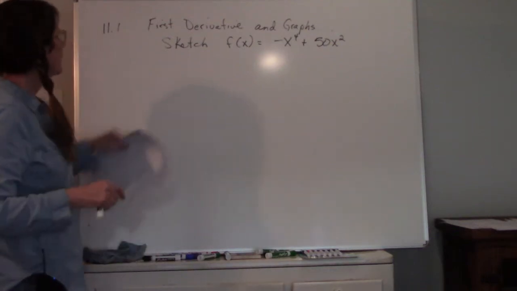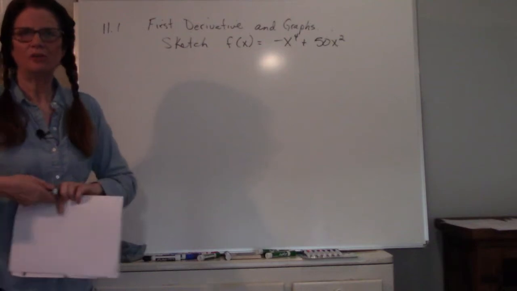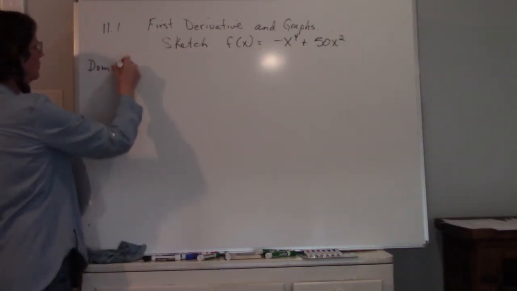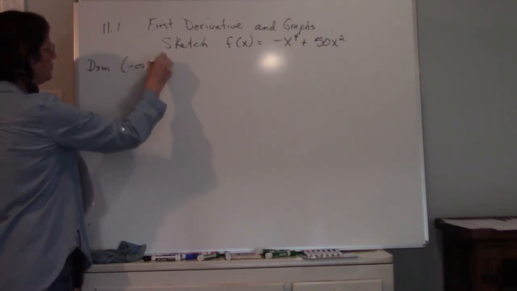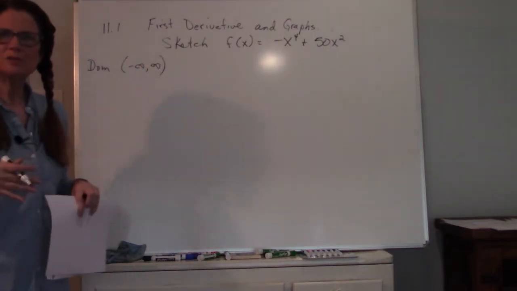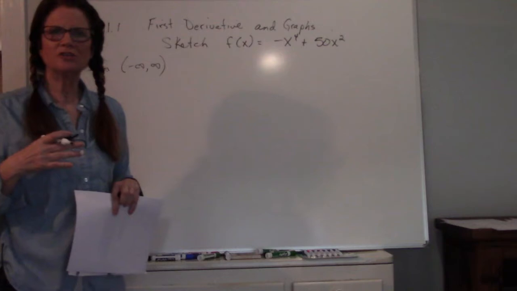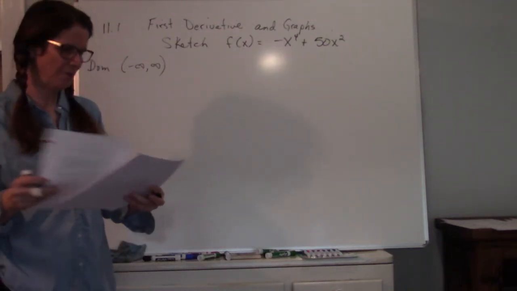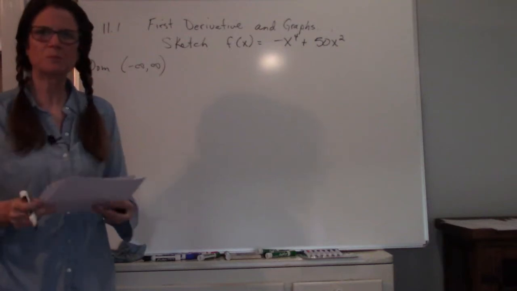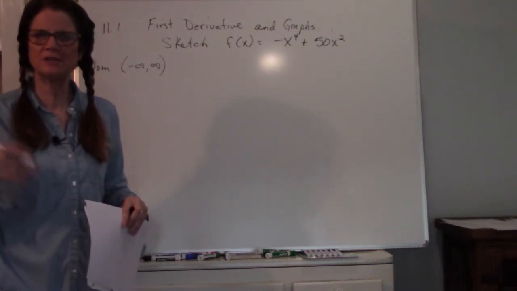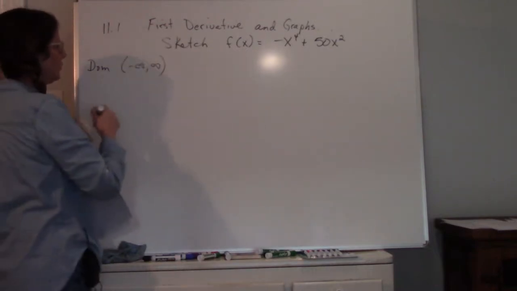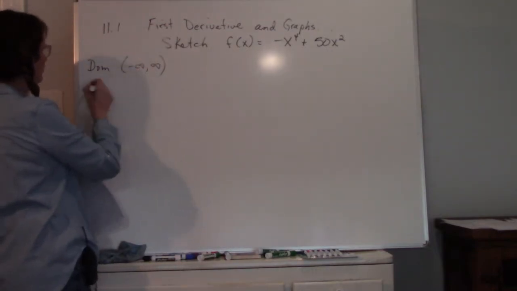So here we go. First things first, we need to find the domain. The domain, remember, for any polynomial is negative infinity to infinity. At this point, the domain isn't going to make any huge difference, but in my math lab it does ask for your domain. It also asks where it is increasing, decreasing, and finding local extrema. So next step, we're going to find the derivative.